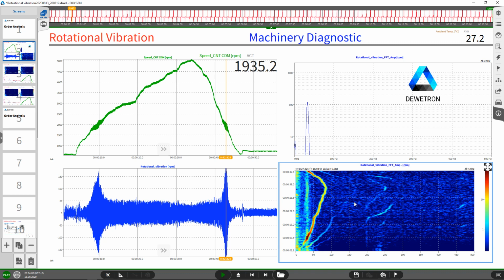The spectrogram is the frequency spectra plotted versus time, and we could see two hotspots here, at the beginning and at the end. The first one at the beginning is reflecting the rotational vibration at the run up in this area, and the second one at the end of the plot is the rotational vibration at the coast down.